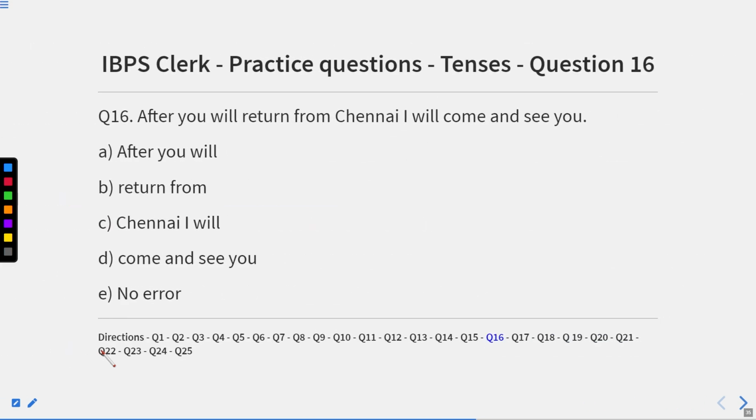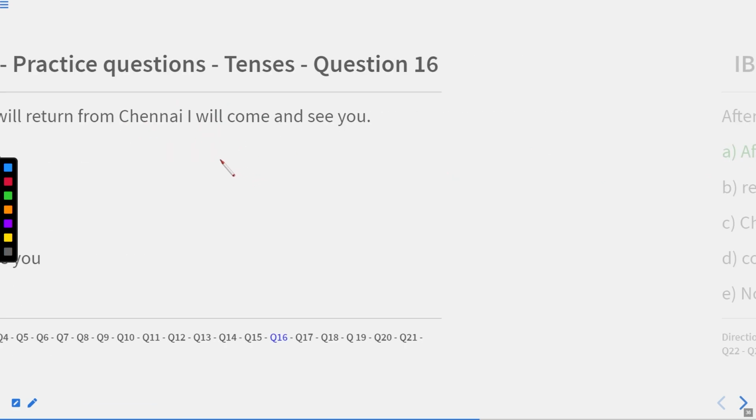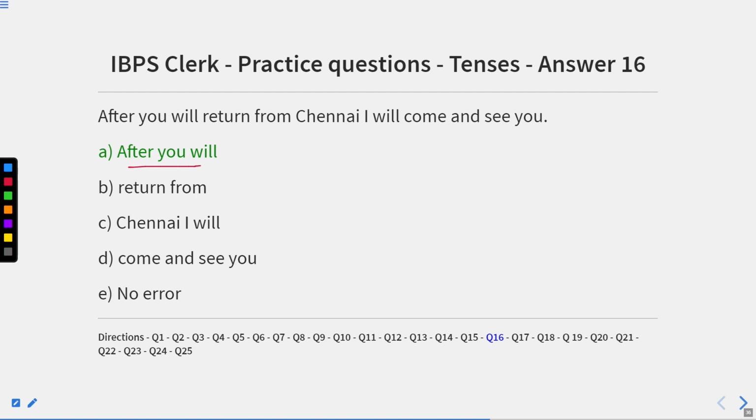After you will return from Chennai, I will come and see you. Again the same situation is there. "After" is actually a subordinate conjunction, and whenever we have a subordinate conjunction, we cannot use any modal just after it, in the clause after the word "after". So we should remove this "will". Our error is in part A, where we should remove "will" from the first clause. Now the correct sentence will be: after you return from Chennai, I will come and see you. So this will be the correct sentence. Now let us move to the next one.